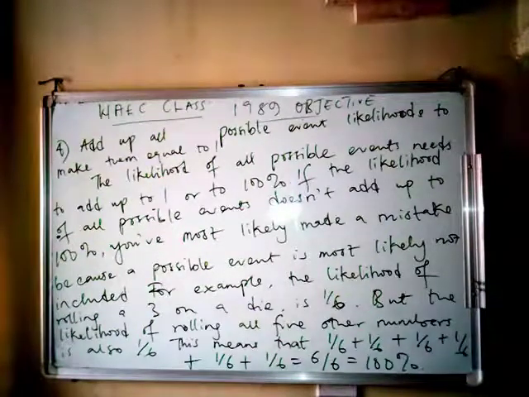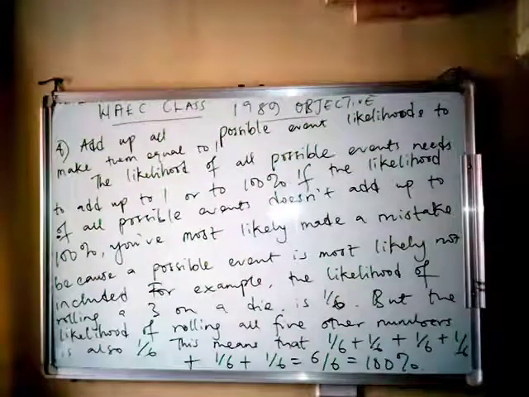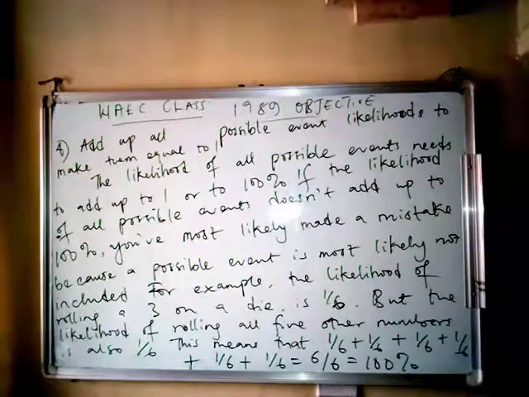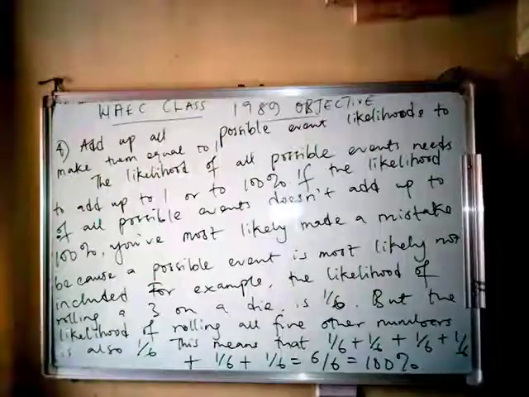So for example, rolling a 3 on a die will give you 1/6. How do we know that? The number of possible outcomes is 6. The event we are looking for is what? 3. And how many 3s do you have on a die? You just have 1, so it's 1/6. But the likelihood of rolling all five other numbers is also 1 over 6. So each of them is 1 over 6, 1 over 6, 1 over 6, which will give you 100%. This is one thing to also consider.